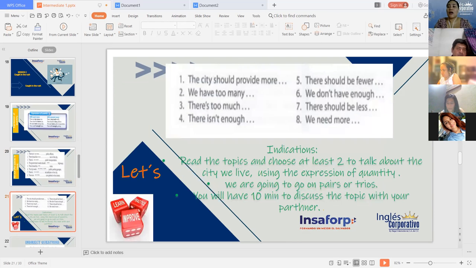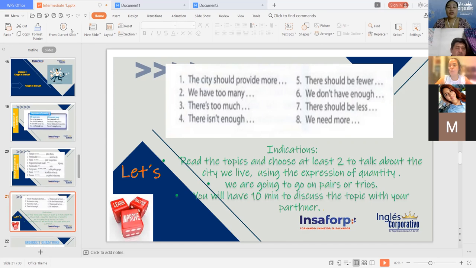So let's see. We are going to be talking a little bit, and I would like you to use what you've been studying: the simple past tense, plus used to, and as well what we have just studied, the expressions of quantity. There are several topics here. There are 8 topics, to be honest, and we can give it the relation between the city that you live in and some other things, right? Or according to the country that we are living in.